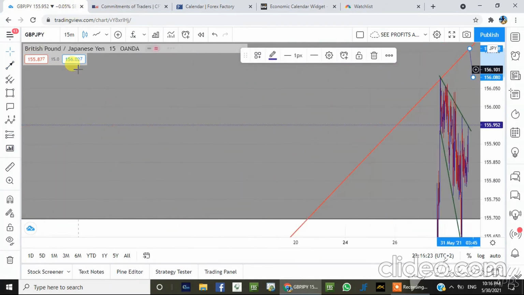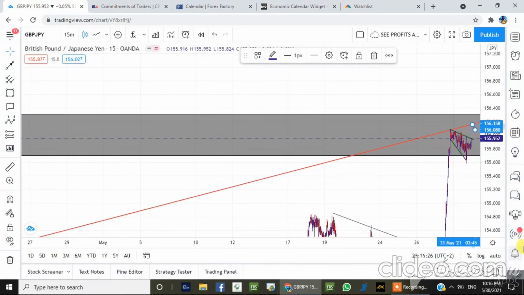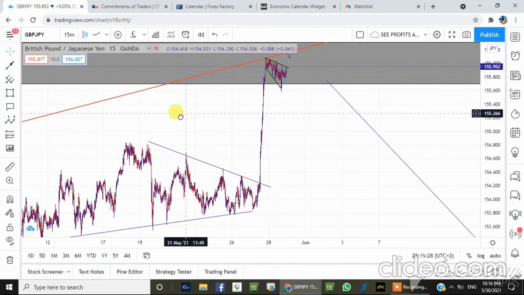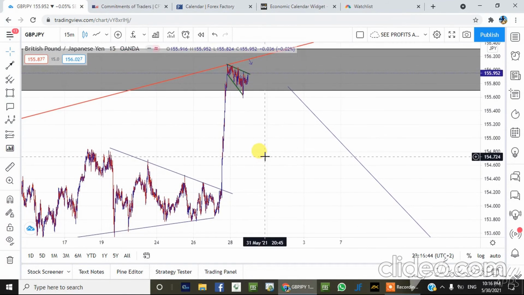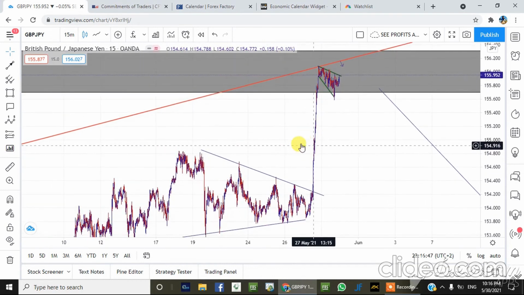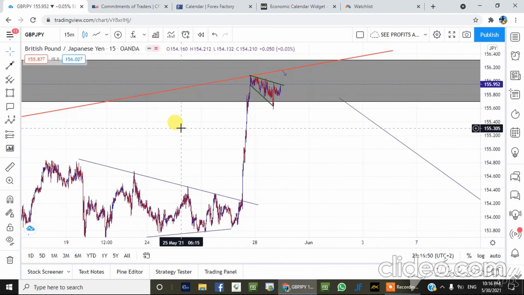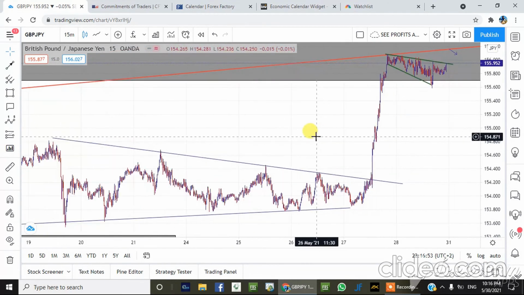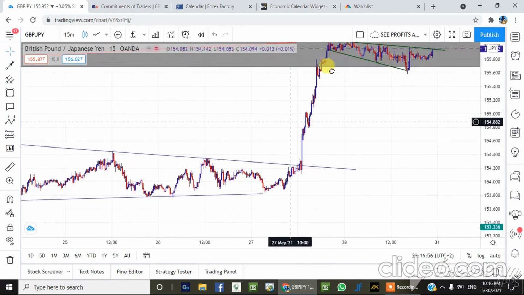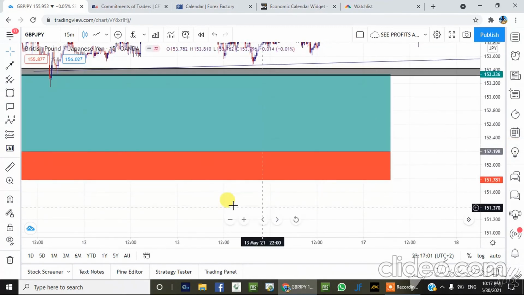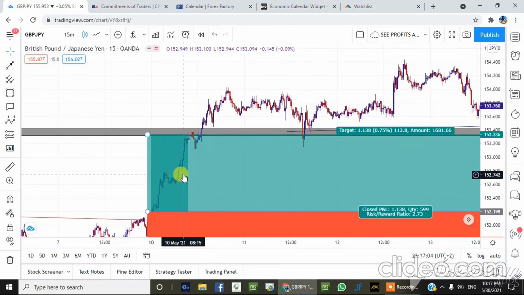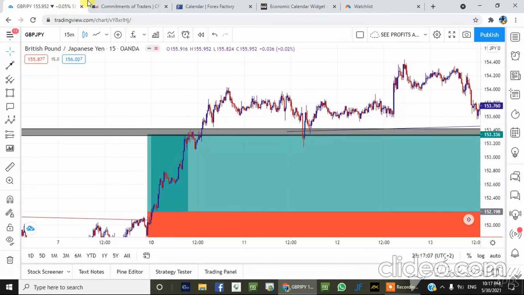Right now we don't have a sell entry on GBPJPY. We can only sell after the market completes this buy momentum, maybe around here. Then it can give us a clear structure, and then you can go for sales. So on GBPJPY I'm waiting for sales. This was a very strong bullish breakout, but I didn't trade it. I only traded this one. So it's fine.